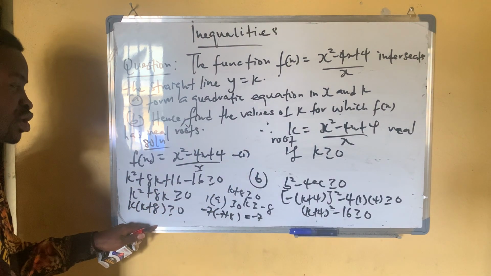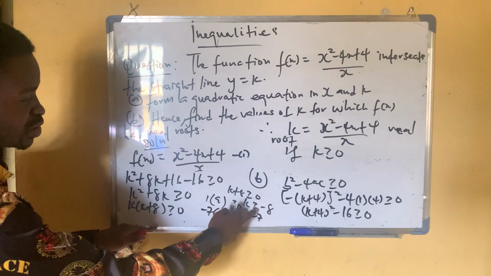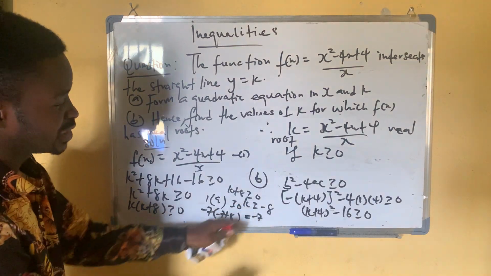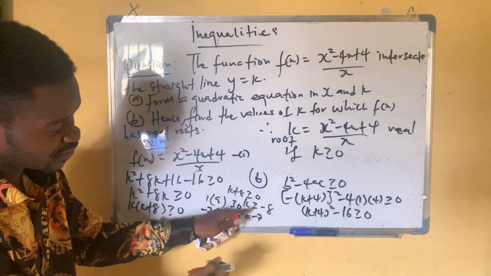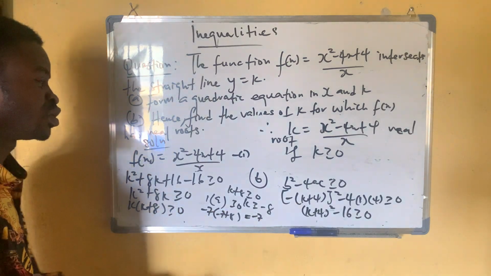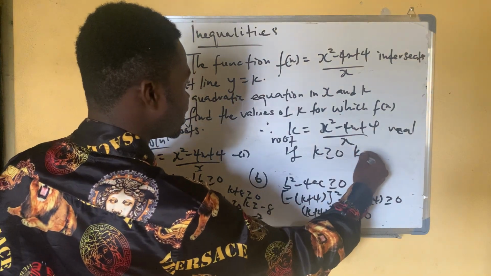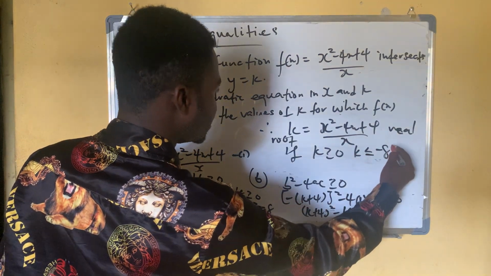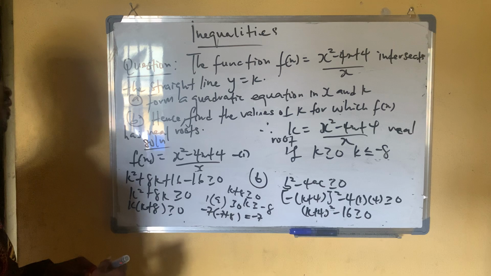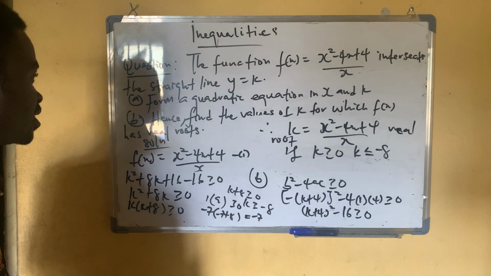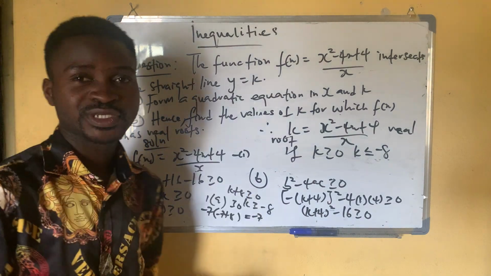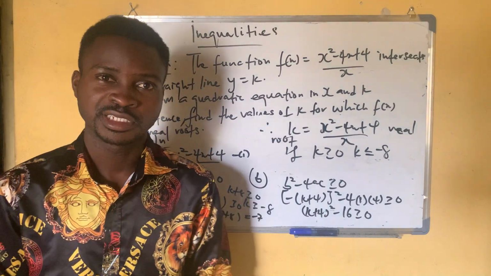function, that equation. So if k greater than or equal to minus 8 won't satisfy that, it means the reverse of the inequality will satisfy that. And the reverse of greater than or equal to is less than or equal to. So it is k less than or equal to negative 8 that will satisfy the function, that will make the function have real roots. Okay, this is how we solve questions like this on inequalities.